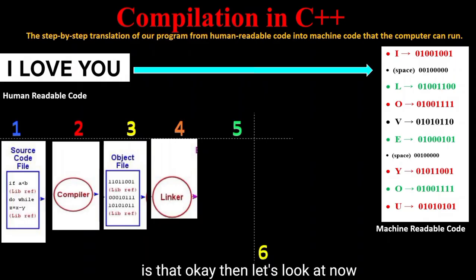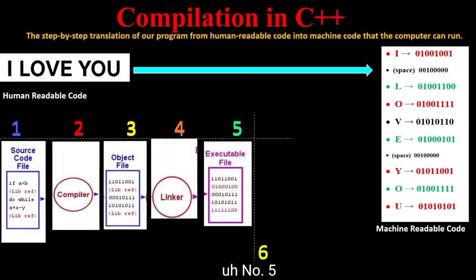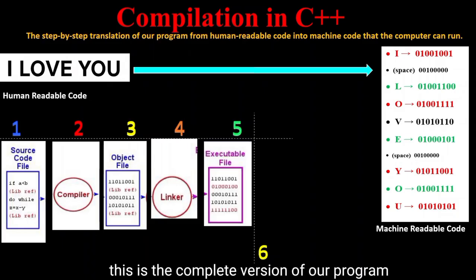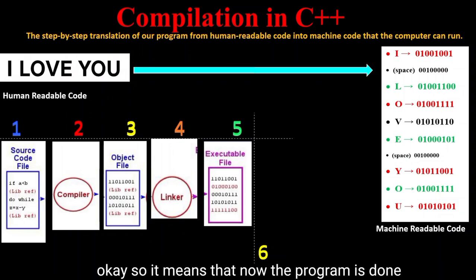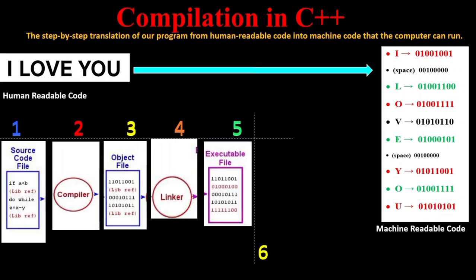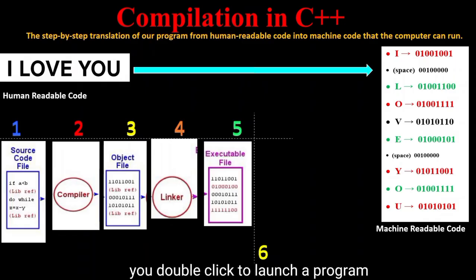Is that okay? Then let's look at number 5. Number 5 is called executable file. And when you say executable file, you understand? This is the complete version of our program written entirely in machine code, which is zeros and ones. Is that okay? Okay. So it means that now the program is done. Or I can say an executable file is what you double click to launch a program, or what runs in the background when we type a.out on Linux or click an .exe file in Windows. Is that okay?